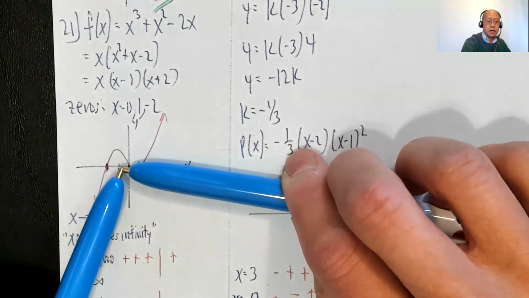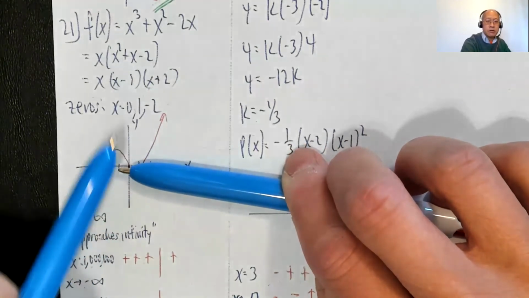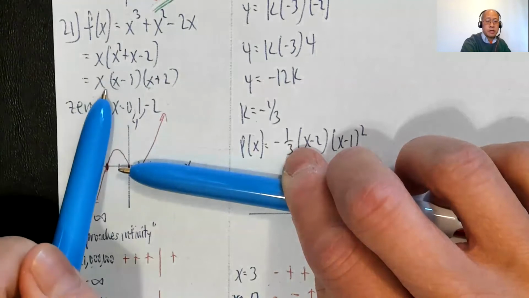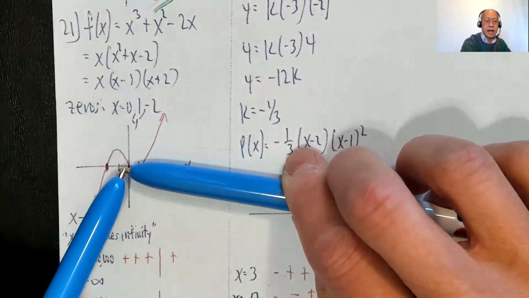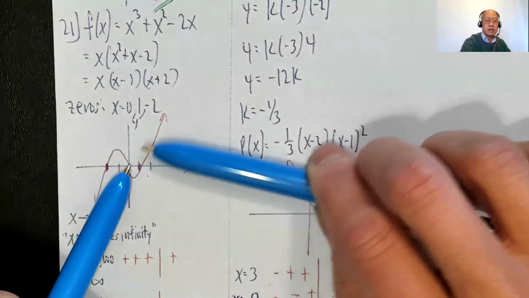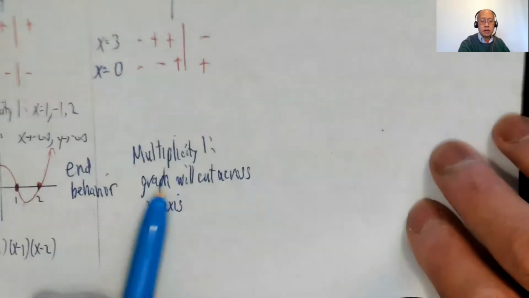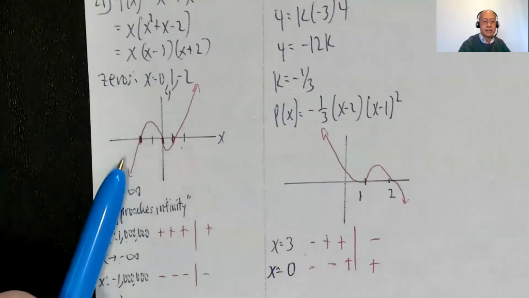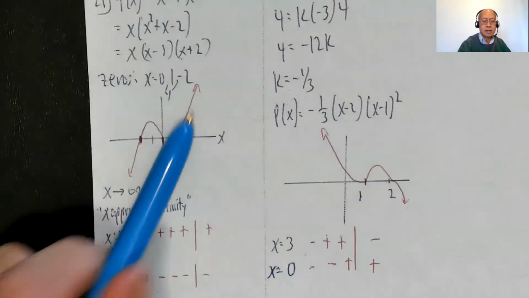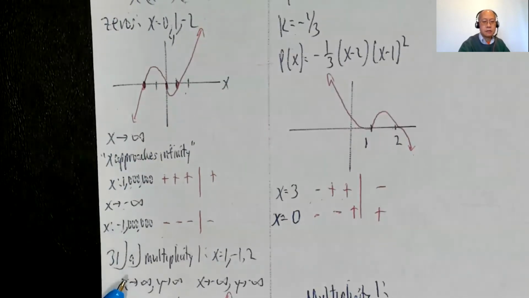So it goes up and comes here. And likewise, at x equals 0, we have multiplicity 1, so it cuts across the x-axis. So this side it's positive, this side it's negative. So that's a nice little shortcut. Put this on your cheat sheet if you want. Okay. If a 0 is multiplicity 1, the graph will cut across the x-axis. So it just goes like this, and like this, and like this. Okay.